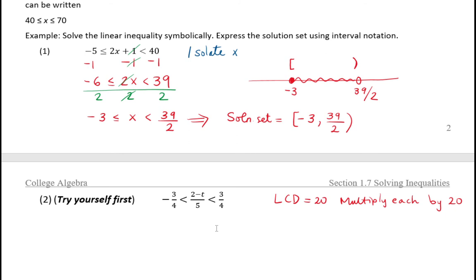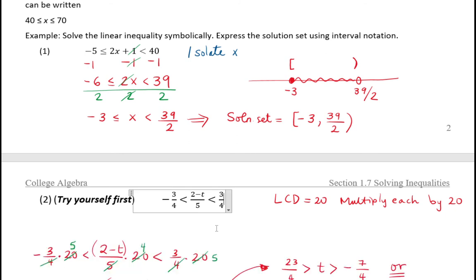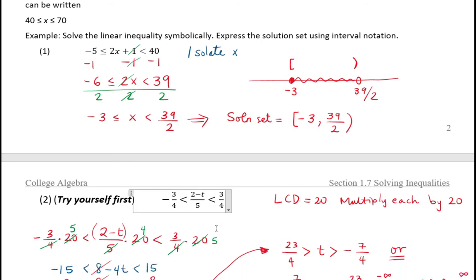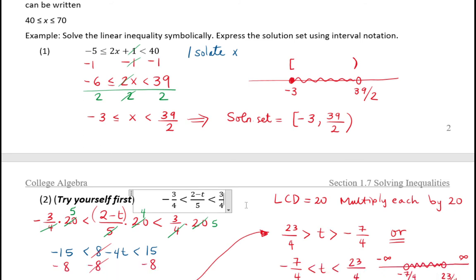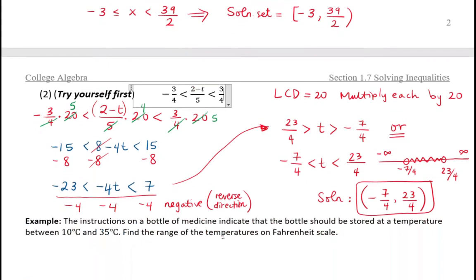So guys, in this problem, as you see, the LCD is 20. So you need to multiply each term, each part, by 20, and you simplify. So you distribute, that's like -15, 8 minus 40, and then 15. And you subtract 8. Again, the idea is you isolate t. But here you got -40 at the end.